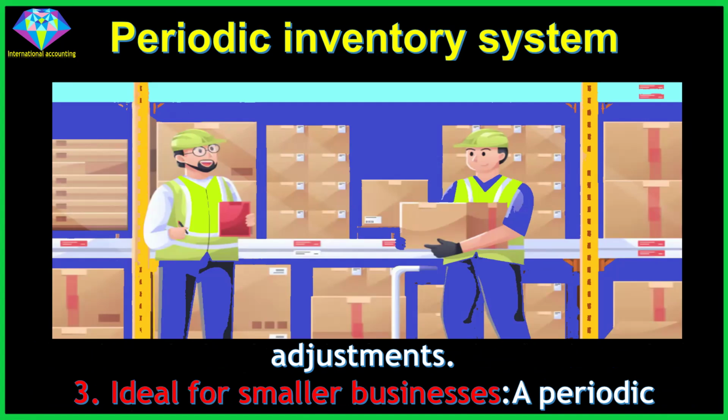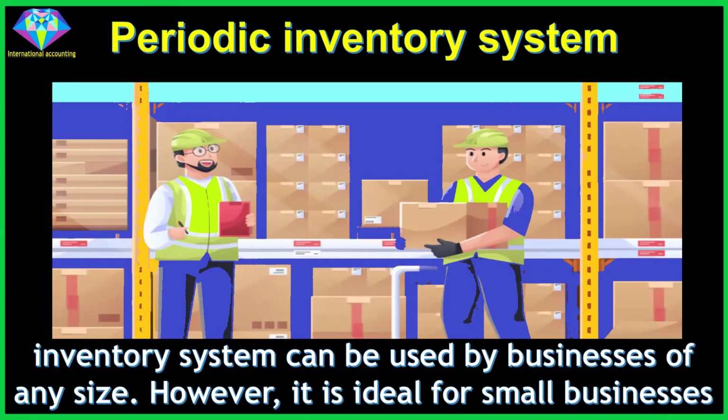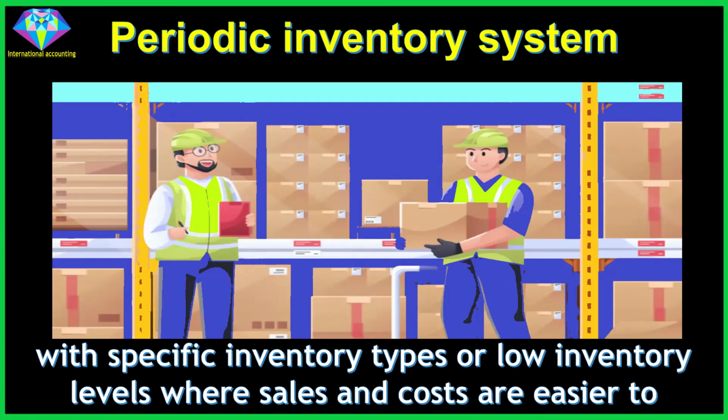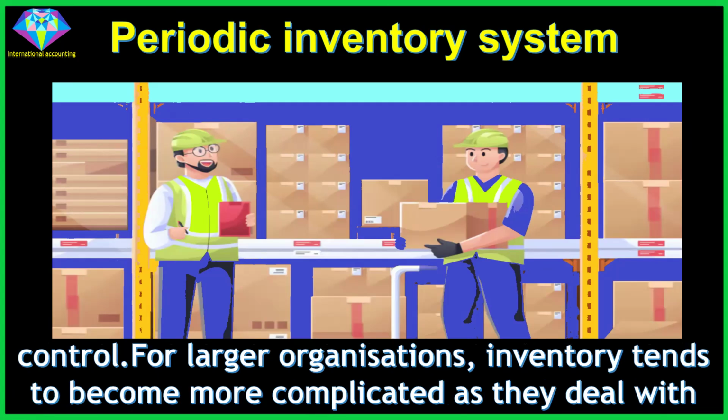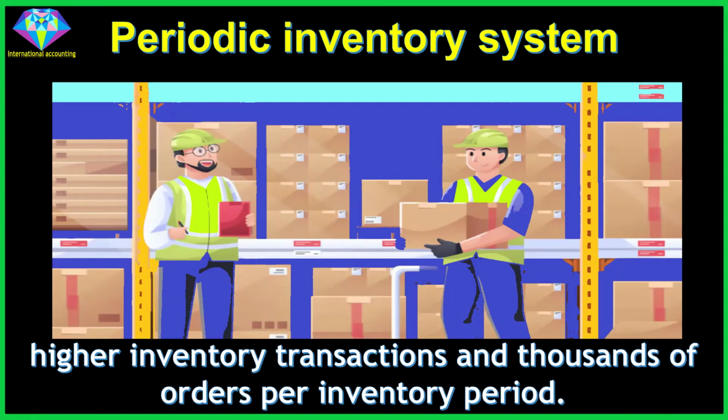3. Ideal for smaller businesses. A periodic inventory system can be used by businesses of any size. However, it is ideal for small businesses with specific inventory types or low inventory levels where sales and costs are easier to control. For larger organizations, inventory tends to become more complicated as they deal with higher inventory transactions and thousands of orders per inventory period.